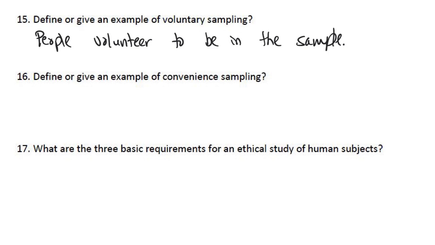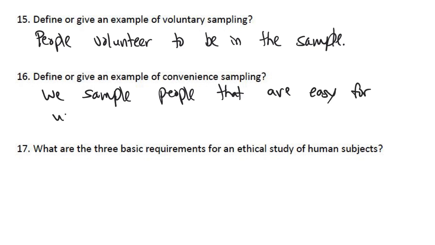Those are voluntary things. Convenience sample is when you sample people that are easy for us to reach. Typically, that's going to be friends and family. When you're interviewing your friends, your family, people that are in your classes at school, or you go to one location and survey people at that one location, that's convenience sampling.